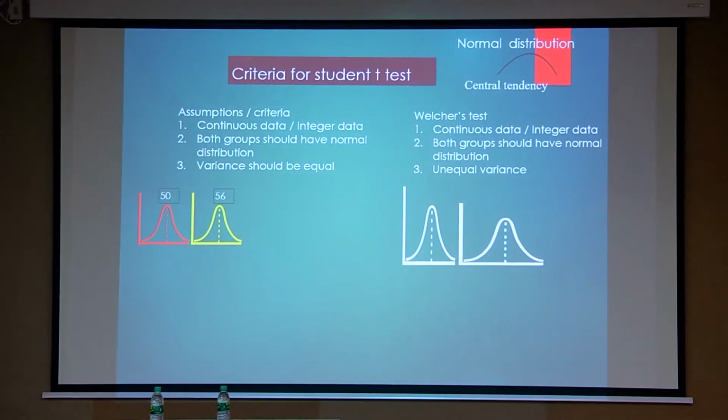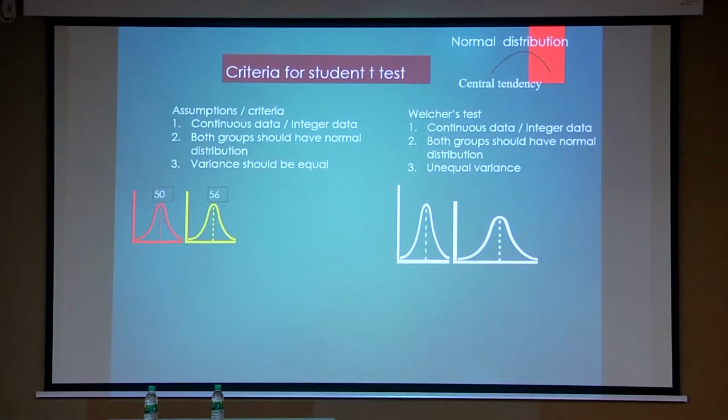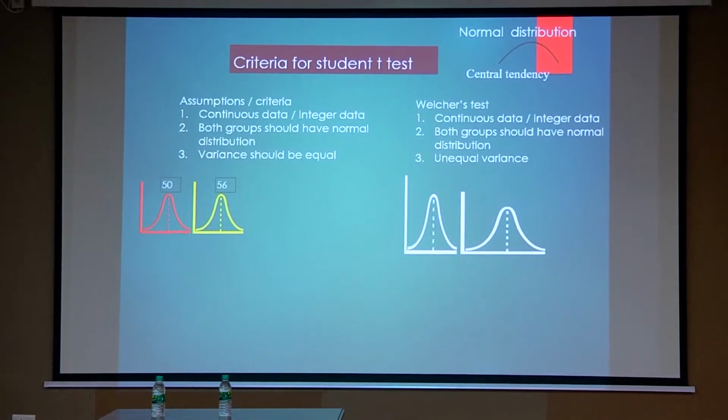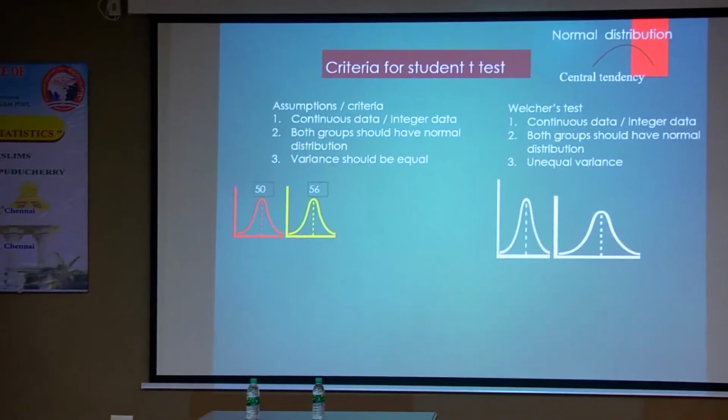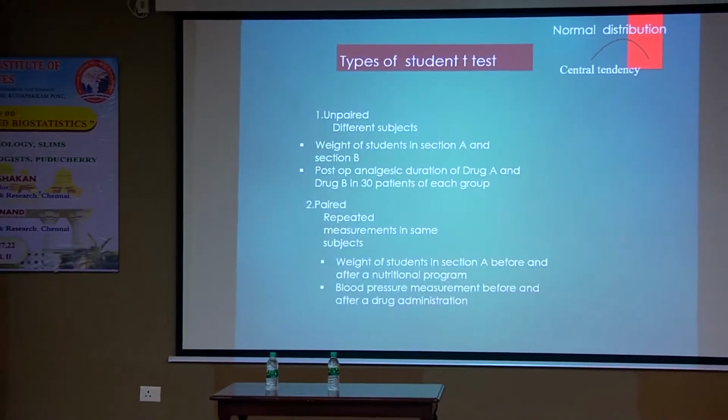So what are the criteria for the Student t-test? First, the data should be continuous and it should have a normal distribution, and the variance should be equal. If the variance is unequal, then we will follow Welch's test.